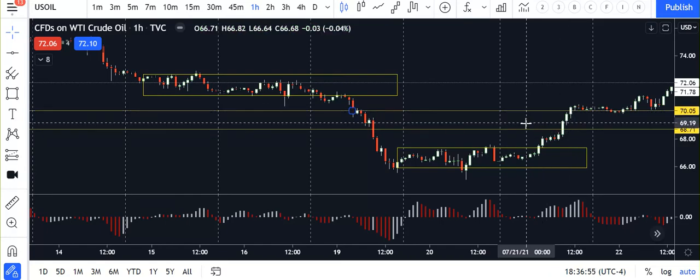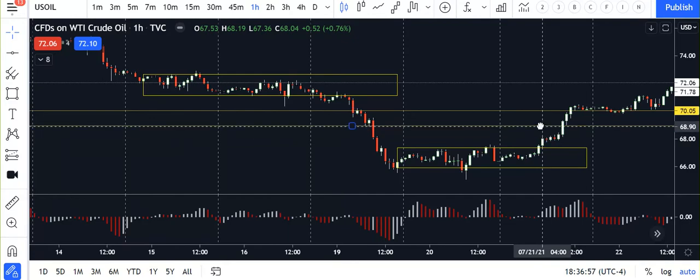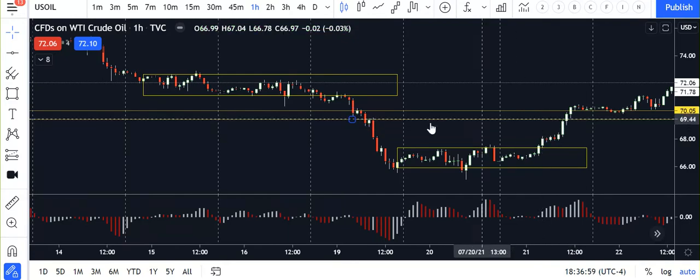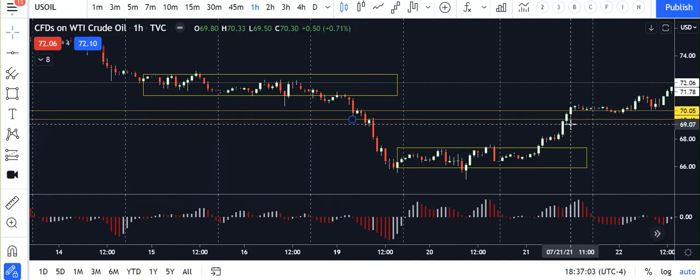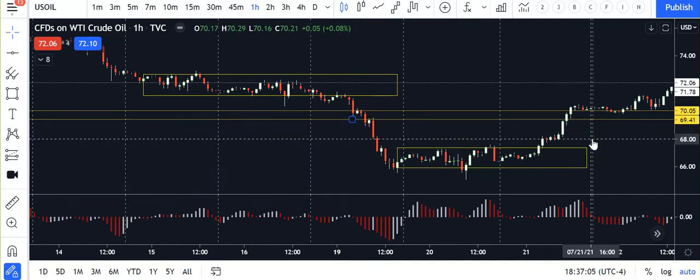So that first zone would have been here. Would have been right here. You see, that's the first zone. So you would have taken this whole move right here. And that, trust me, that's more than enough pips.